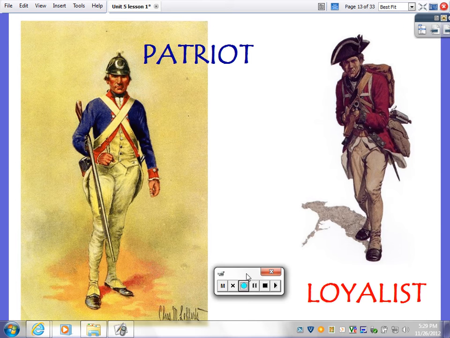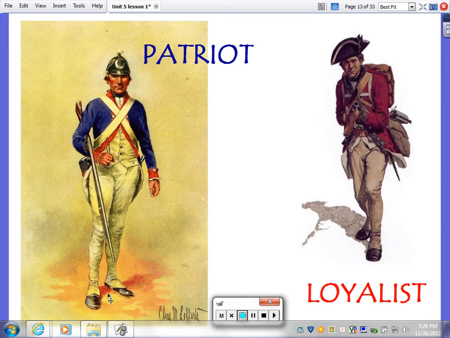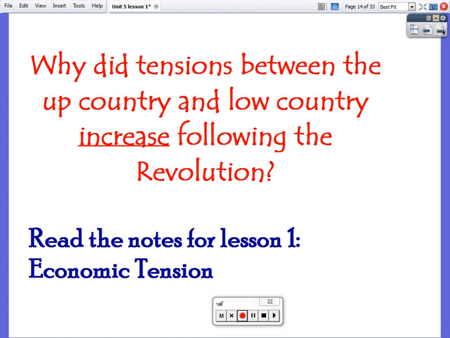Another reminder here, the patriots were where? Primarily in the Low Country. The loyalists helped the British fight primarily in the backcountry.